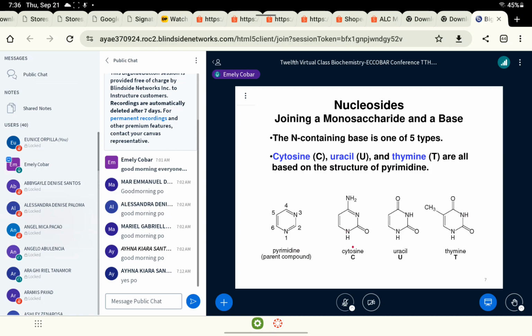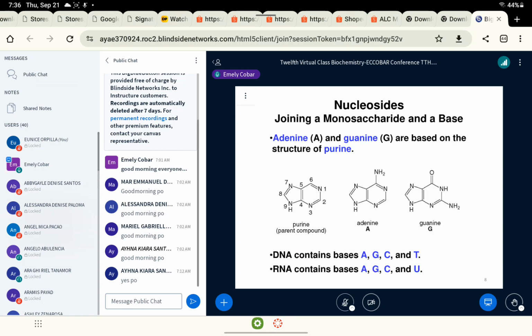What are these bases? Cytosine, letter C, uracil, letter U, and thymine, letter T. They are similar to the parent compound, pyrimidine. This is the structure of pyrimidine; all of them have this cyclic structure. The second set has adenine, letter A, and guanine, letter G. Their structures are made up of two cyclic structures fused together, similar to the parent compound, purine.